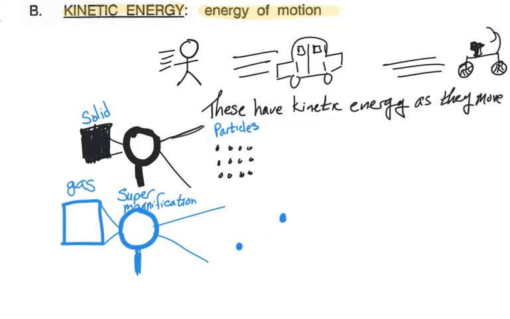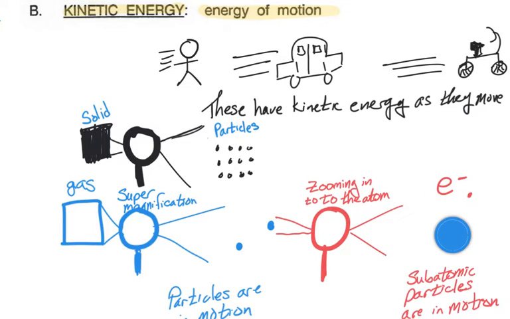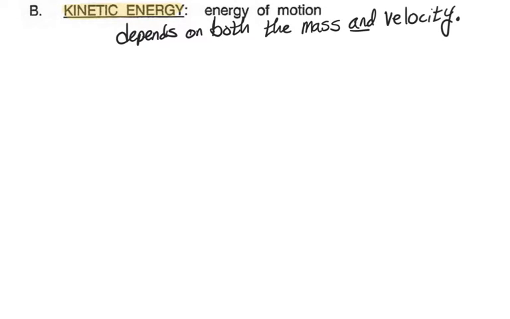We also know that the electrons are moving around the nucleus. That's all a form of kinetic energy. So there's always kinetic energy happening around us. We just don't always notice it because it's very, very small. Kinetic energy is dependent on both the mass and the velocity of an object. So let's look at each of those in a little more detail.